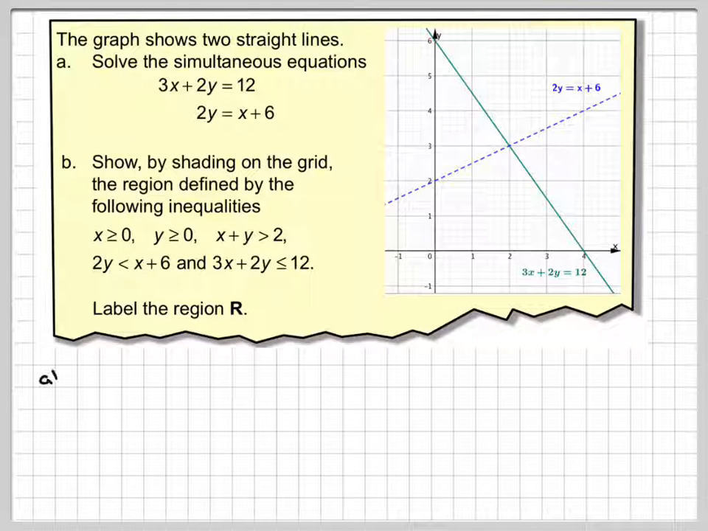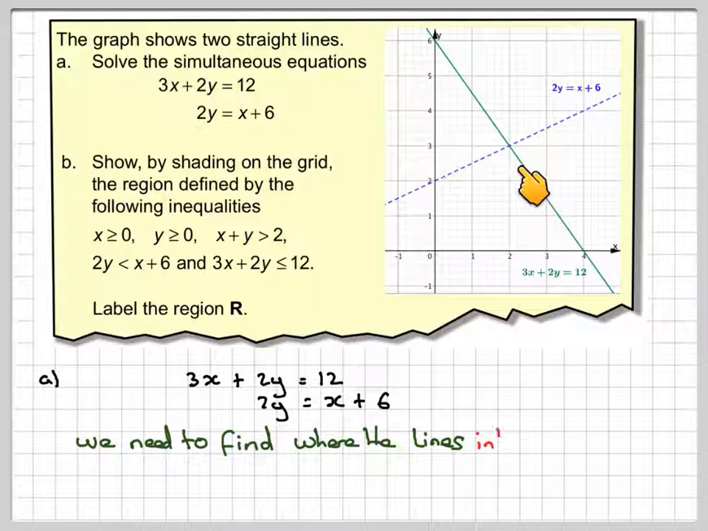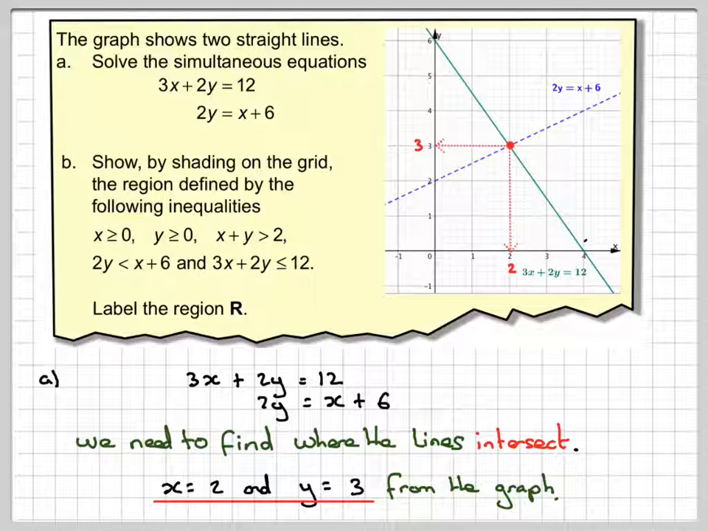Okay, so to solve these two equations simultaneously, we need to find the point of intersection, which is going to be there. Marking that, reading off my graph, that gives x is equal to 2 and y is equal to 3. So x is equal to 2 and y is equal to 3 from the graph.